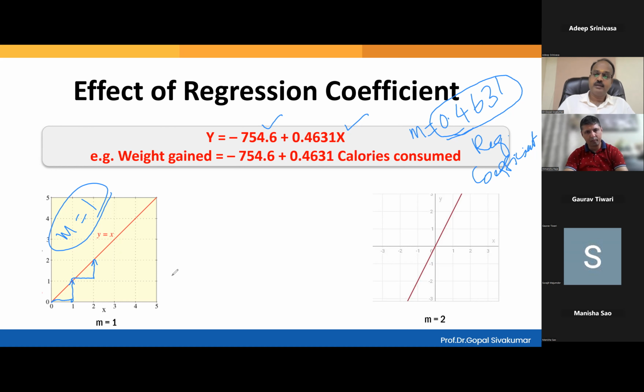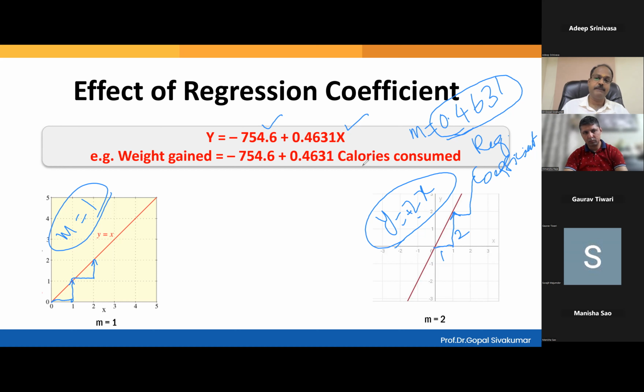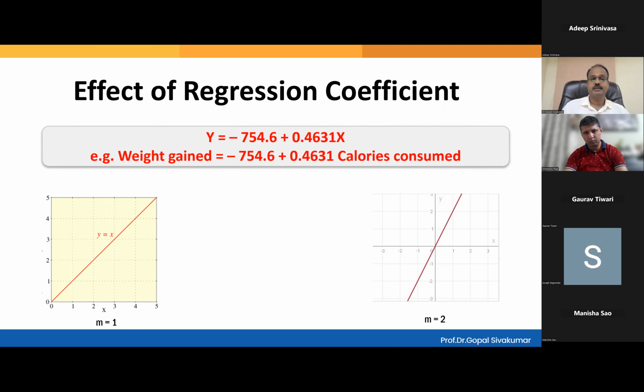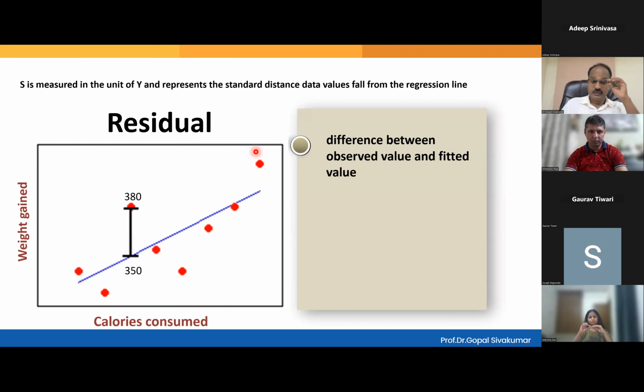Now, look at the second equation. What is the equation of this regression line? Y equal to 2x. Why do I write y equal to 2x? When I increase x by 1 unit, how many units is y increasing? When I increase x by 1 unit, y is increasing by 2 units. In 1 unit, again 2 units. So that's why the equation has 2. So it is plus 2. So the relationship is positive, and every increase of the x value by 1 unit will increase the y value by 2 units. Hope all of you understand this. Clear? Yes.